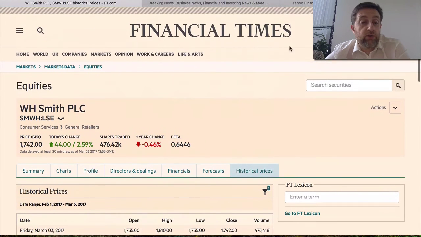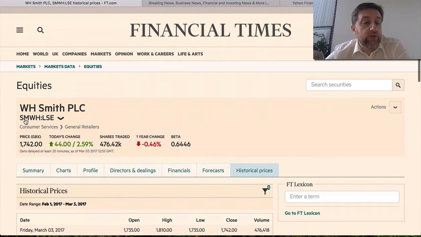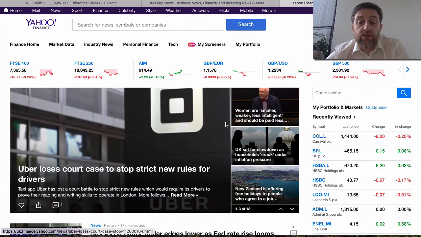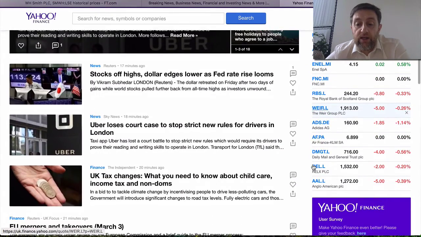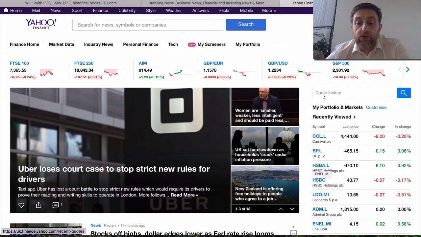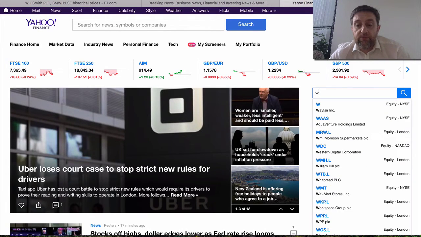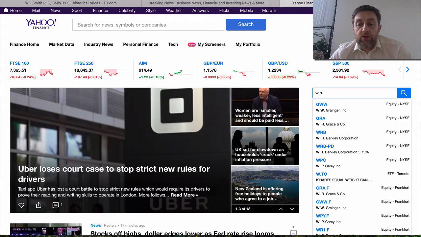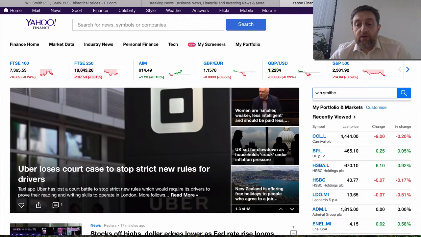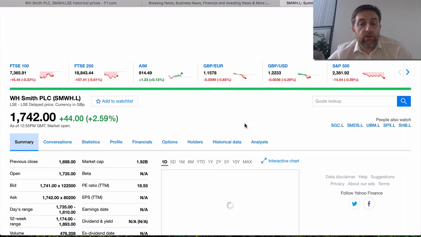So we're on WH Smith. Notice that we've got the code, it's SMWH for WH Smith. Let's click on Yahoo Finance. So this is us in Yahoo Finance. We want to look up WH Smith, so let's type WH Smith. What have I done? WH Smith, it did come up there. There we go. Just wait till it loads up.